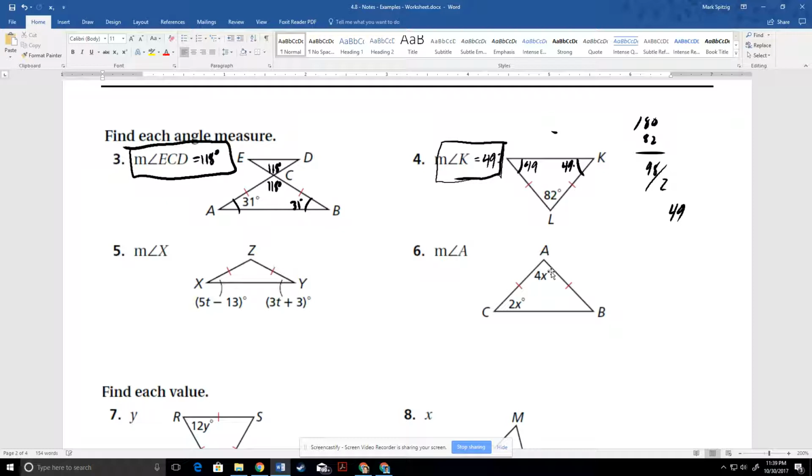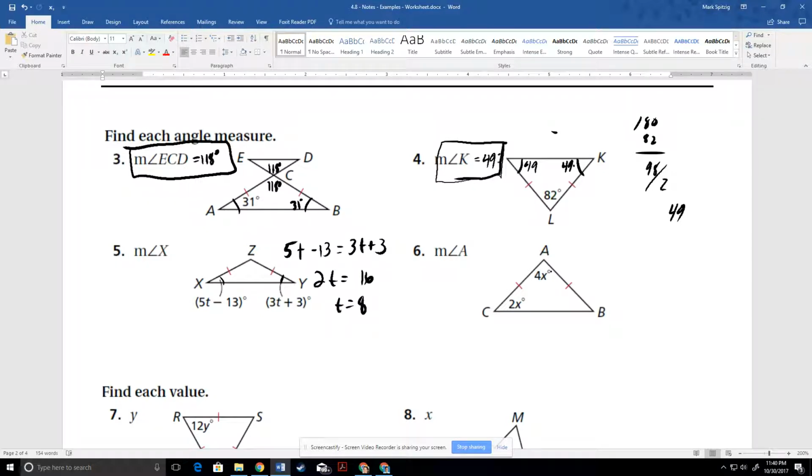All right. So next up, we're doing the same thing here. We just recognize, oh, look, Z is our vertex angle, X and Y are base angles. They're opposite the congruent sides. So we set them equal to each other, right? They're base angles, so they're going to be congruent to each other. Just like if I knew the two sides are congruent, I could set those values equal to each other. In this case, I'm doing it with the angles opposite them, so they're equal. So we get 2t equals 16, so t equals 8, which is not what we're trying to find.